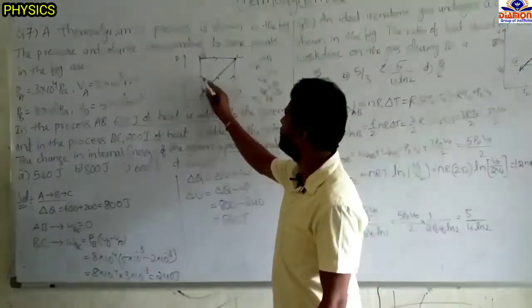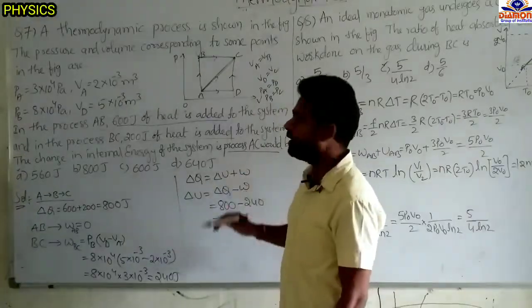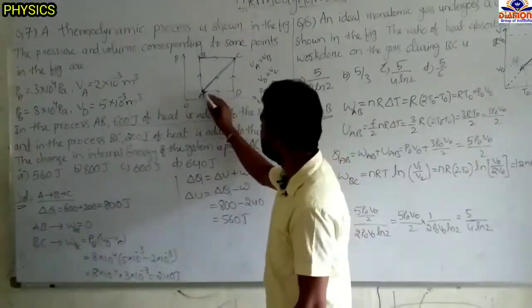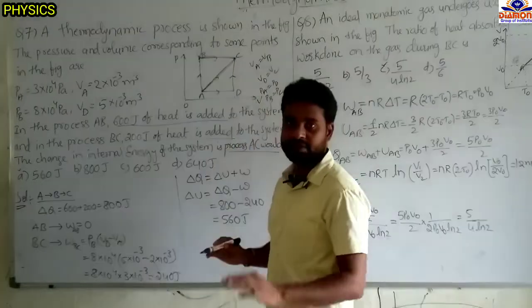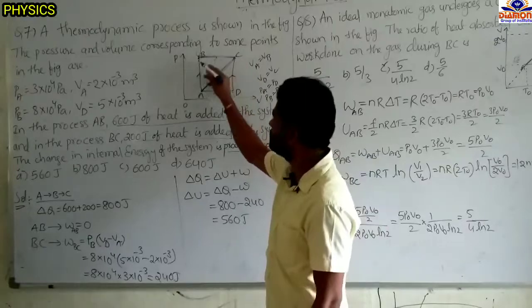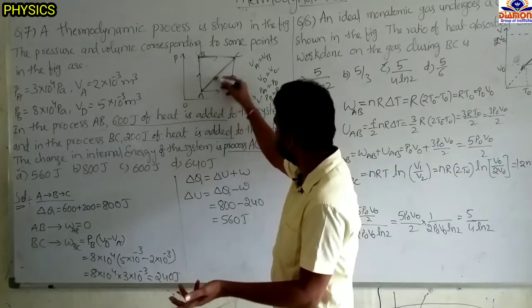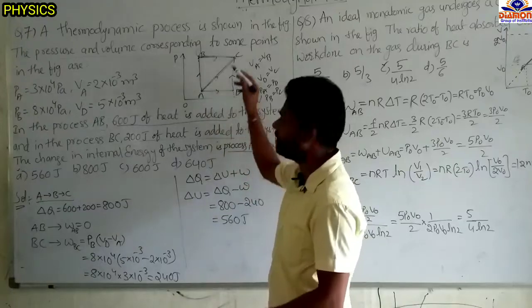If you find the internal energy through one path, that is equal to these three paths. Some data is given about A to B and B to C, and for this curve. By using that data, we have to find the internal energy for this curve. The internal energy of this curve is equal to the internal energy of the other curves as well.